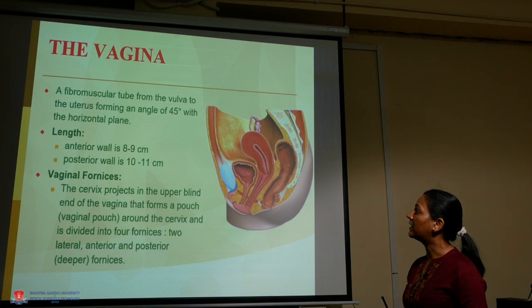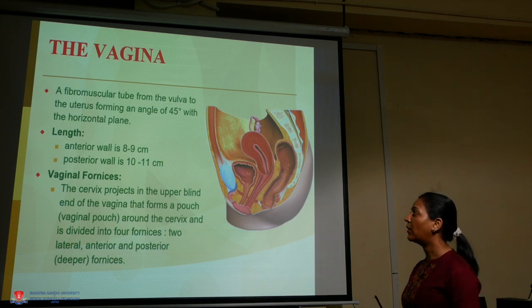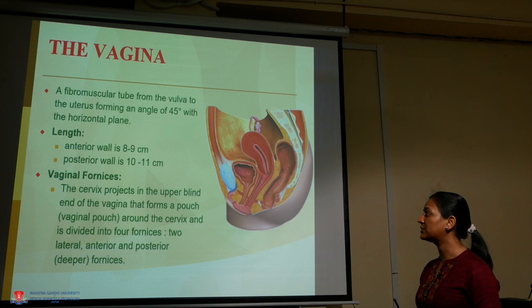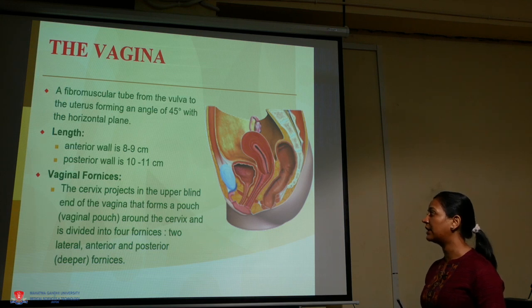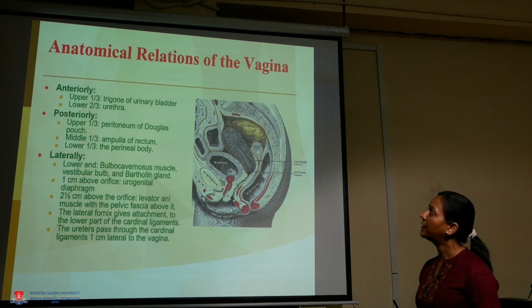Now comes the vagina. Vagina is the fibromuscular tube from the vulva to the uterus forming an angle of 45 degrees with the horizontal plane. The anterior wall is 8 to 9 cm and the posterior wall is 10 to 11 cm. Now the vaginal fornices. The cervix projects in the upper blind end of the vagina that forms a pouch around the cervix and is divided into 4 fornices, 2 lateral, 1 anterior and 1 posterior.